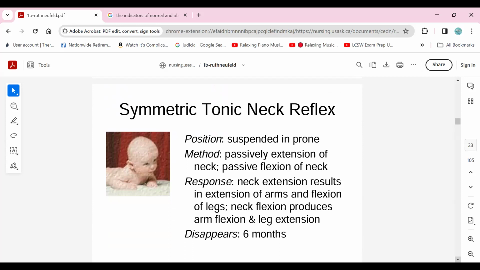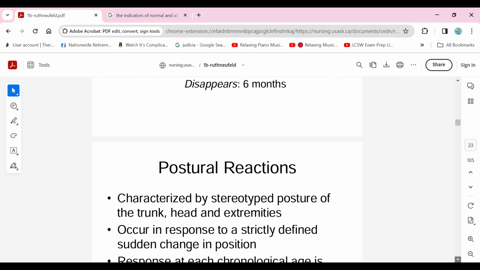Symmetric tonic neck reflex. Position: suspended and prone. Method: passive extension of the neck, passive flexion of the neck. Response: neck extension results in extension of the arms and flexion of the legs. Neck flexion produces arm flexion and leg extension. Disappears at 6 months.